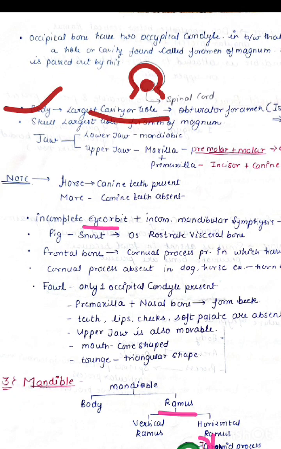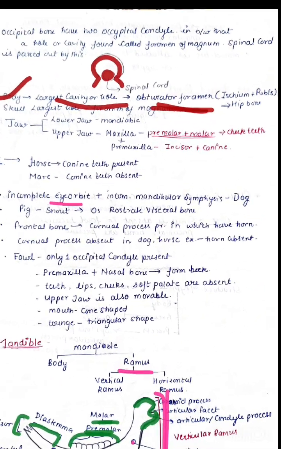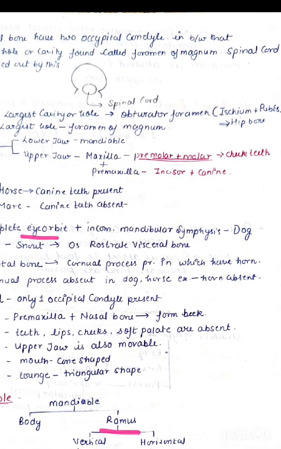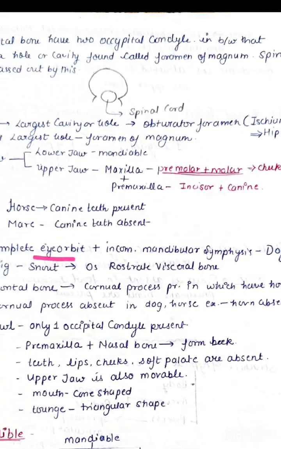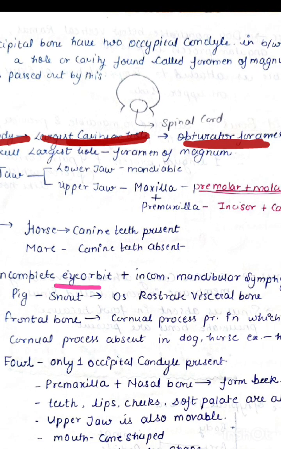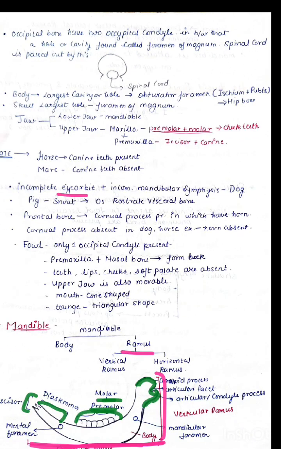The body's largest cavity or hole is the obturator foramen, which is formed by the ischium and pubis. Ischium and pubis are bones of the pelvic girdle, and these form the largest cavity. Let me make it clear. The body's largest cavity or hole is the obturator foramen, and the ischium plus pubis combined form the hip bone. The skull's largest hole is the foramen magnum. So when we speak in terms of the skull, it is the foramen magnum. But in terms of the body, the largest cavity or hole is the obturator foramen, which is formed by the ischium plus pubis and forms the hip bone.